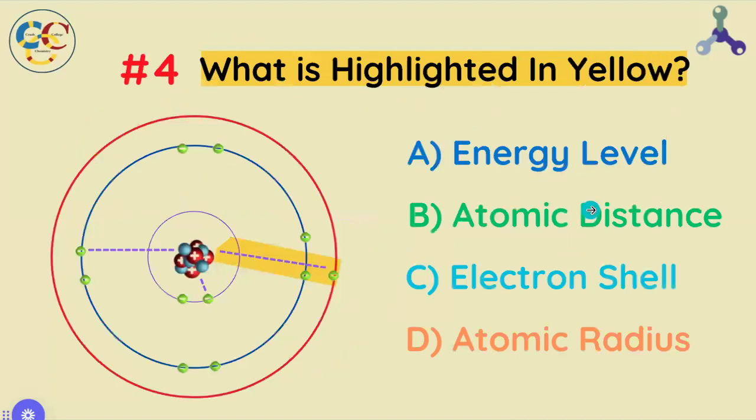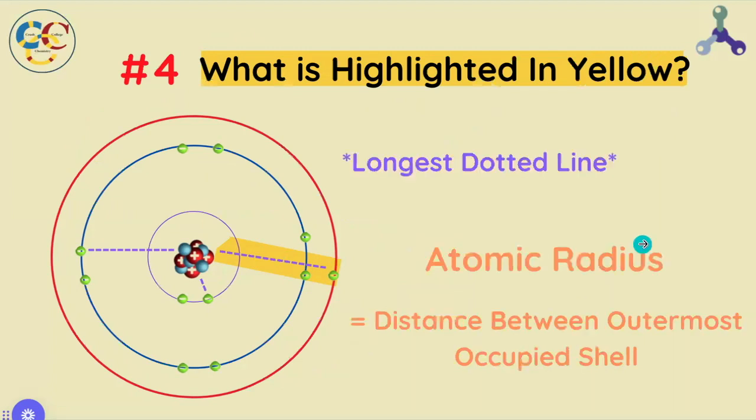Which of these terms describes the dotted line highlighted in yellow? So the correct answer is atomic radius. There are multiple dotted lines in this atom, one going over here, one going over here, one going over here, and this one is the longest because it's the separation between the nucleus and the outermost electron occupying the atom. So we could think of it as the atomic distance because it's the distance of the atom. Because the model of our atom is a circle, this is technically the radius. So atomic radius is the right answer.